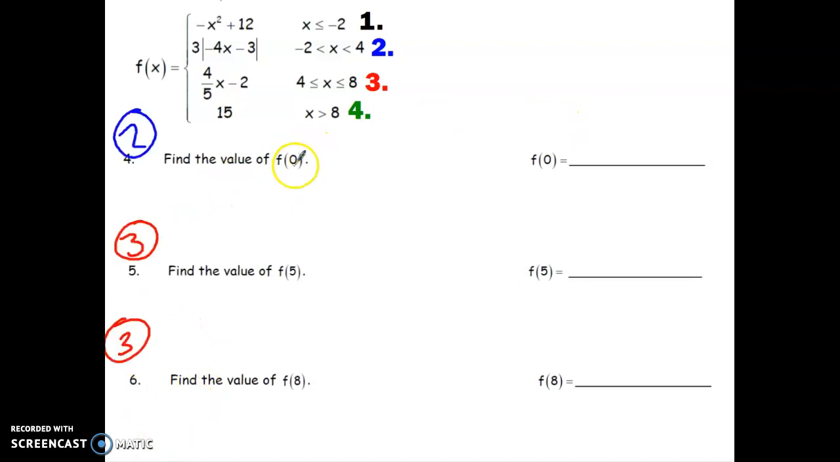Okay, let's see how you did. 0 is in between -2 and 4, so it should go on line 2. 5 is in between 4 and 8, so it should go on line 3. Now look at that 8. Which line includes 8? This is the one where it's equal, so that one will also be 3. Okay, let's see if you guys can work out those 3 answers.